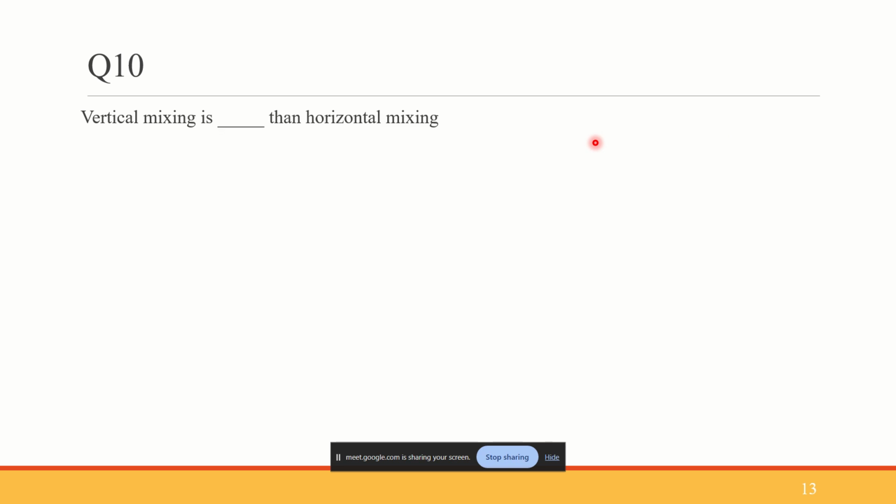Coming to question 10, it is mentioned that vertical mixing is dash than the horizontal mixing. Option A faster, option B slower, option C same, option D none of the above. Generally, vertical mixing is faster than the horizontal mixing, because the chances of the particles getting mixed in the vertical region is quite high compared to the horizontal mixing. If you think logically, if you can imagine the conditions, you can say that vertical mixing is faster than the horizontal mixing.